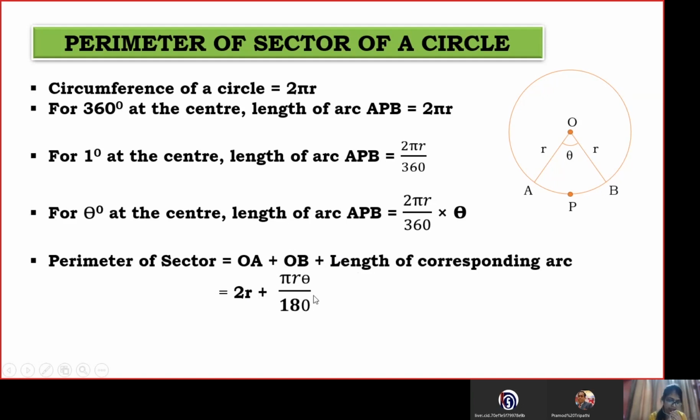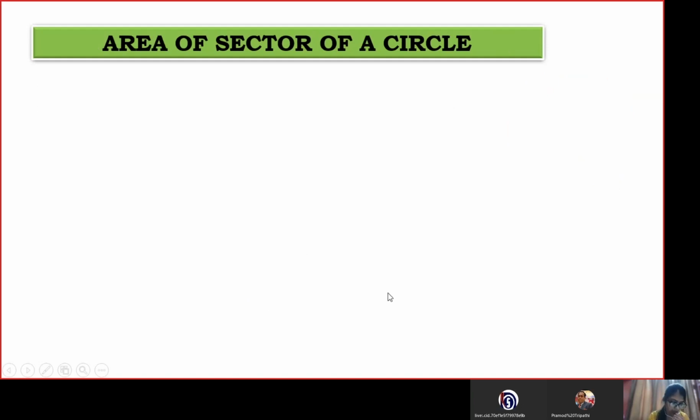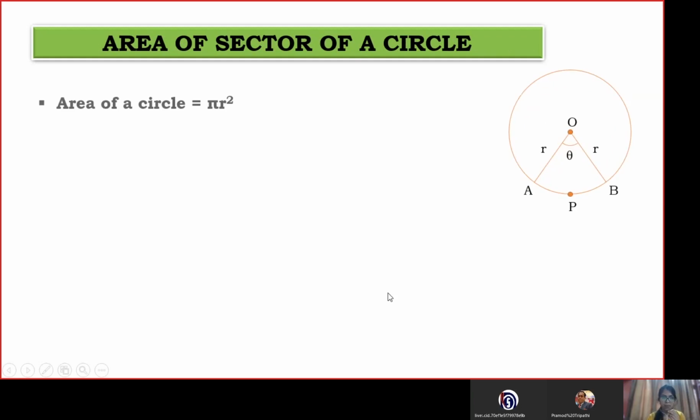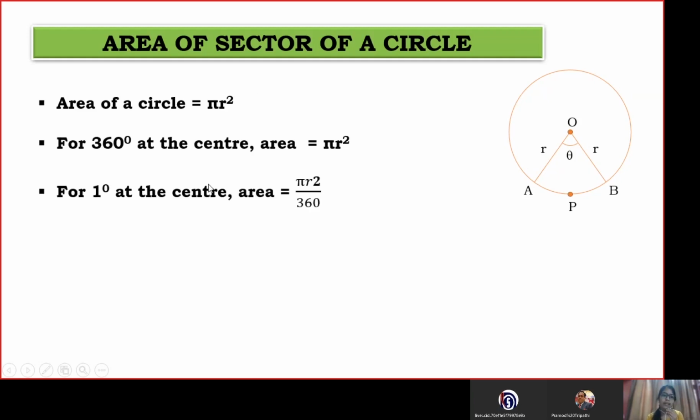Okay. Now moving on, how do you find the area of a sector? We know the area of a circle is pi r square. This area is for 360 degrees. So for 1 degree, what will be the area? Use unitary method, pi r square divided by 360. So for theta degrees, for an angle of theta at the center, what will be the area?